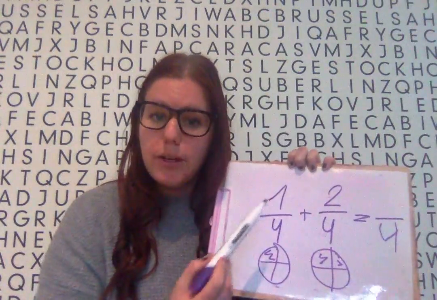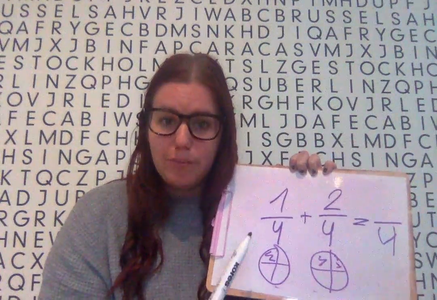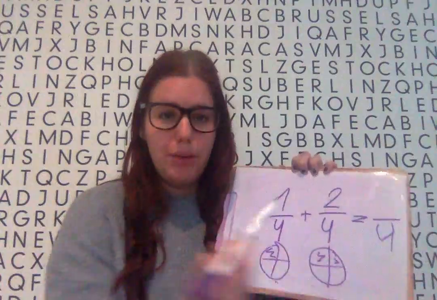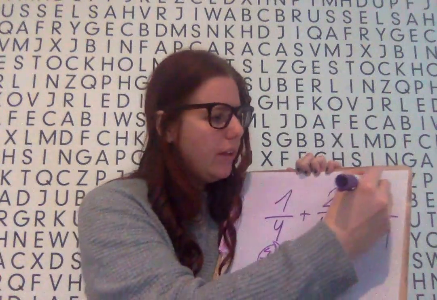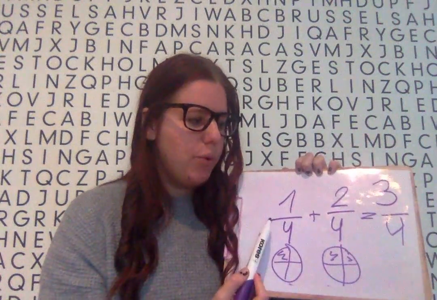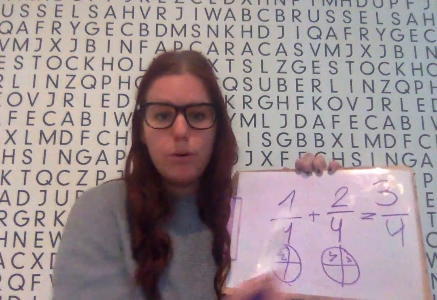So what we'll do is we're going to add together the top numbers now. So we have 1 plus 2 is 3. Exactly. So 1/4 plus 2/4 equals 3/4. So let's try a few more together.